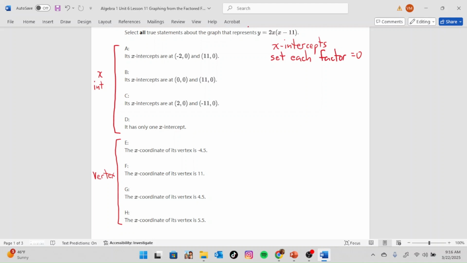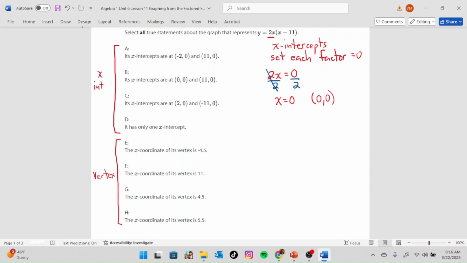So that means I'm going to take the first factor, which is 2x, and I'm going to set that equal to 0. The opposite of multiplying by 2 is dividing by 2, but I need to do that to both sides. Now 0 divided by anything equals 0. So my first x-intercept is going to be at the point 0, 0, which is the origin.